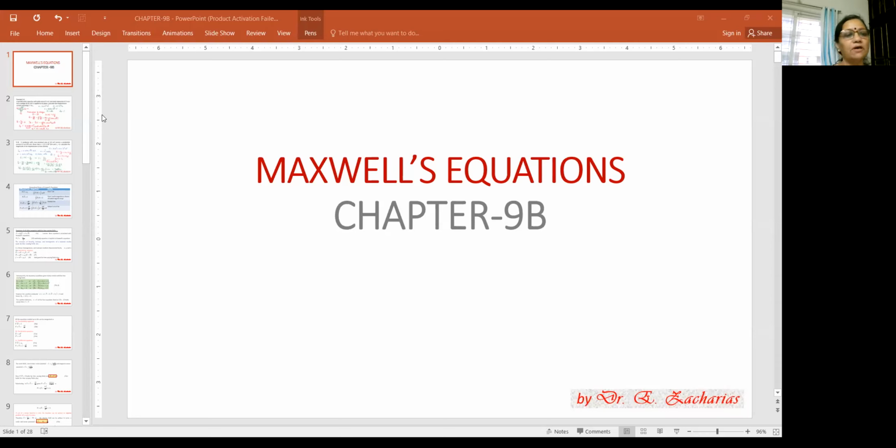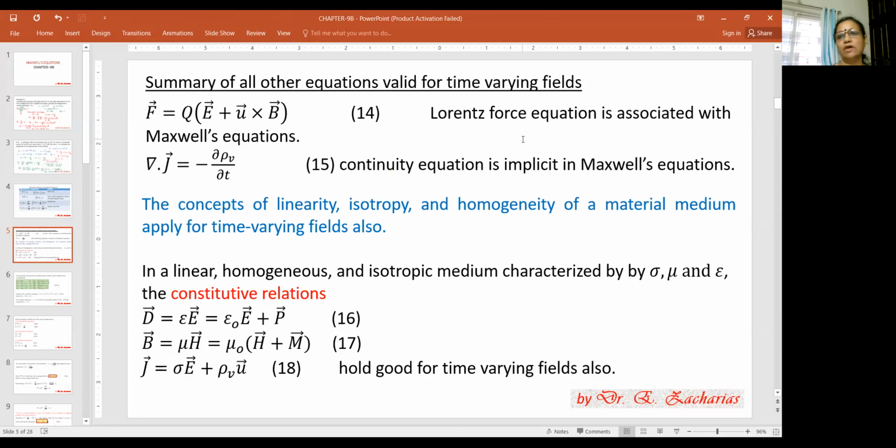It is 9b. But straight away I will go to summarizing. What is the difference between statics and dynamics? So, summary of all the equations. The first thing is Lorentz force equation. Lorentz force equation is associated with Maxwell's equations because after all the concept of electric field and force relationship comes from here only. It remains the same for statics and for dynamics.